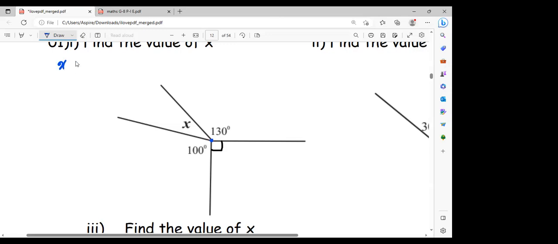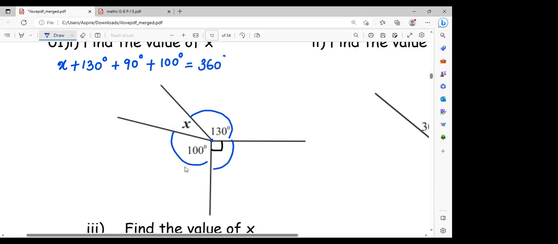We know that the sum of the angles around the point equals 360. So x plus 130, this angle, and it is given that this is 90 degrees. Added next, it is 100 degrees, equals 360. Look carefully, how many angles have we been given?